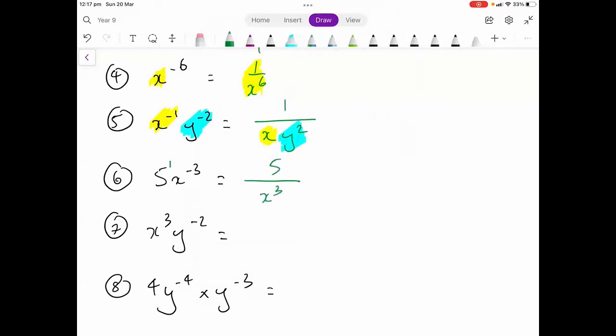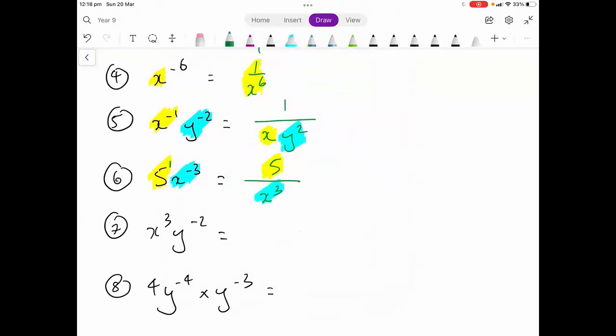Question 6, very similar, except 5 has a positive power. Its power is 1, so it stays on the numerator. X has a negative power, so it moves to the denominator. So that becomes 5 over x to the power of 3.